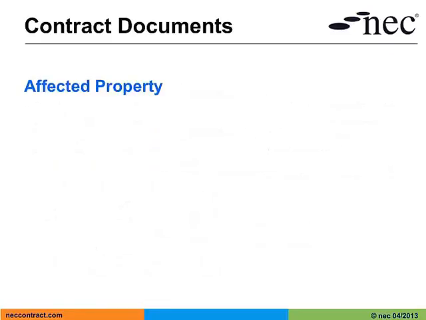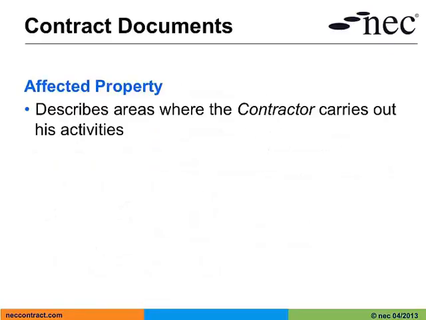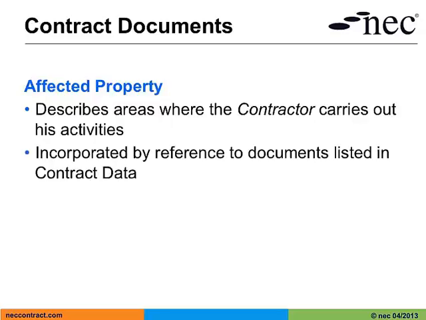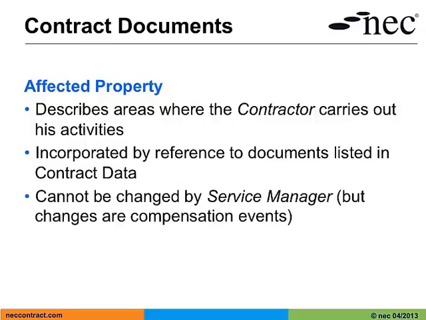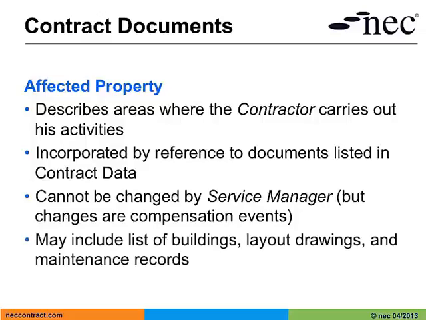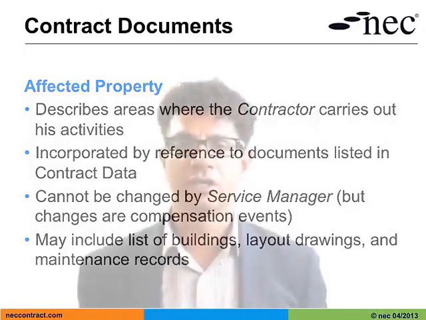Finally, we have the affected property. This describes areas where the contractor carries out his activities, and it's incorporated by reference to documents listed in the contract data. Note that the affected property cannot be changed by the service manager. However, if any changes do occur, these would be compensation events under the contract. The affected property may include a list of buildings, layout drawings, and maintenance records.